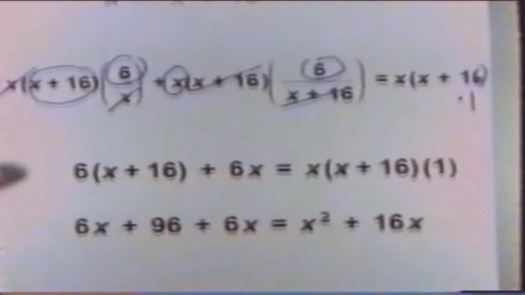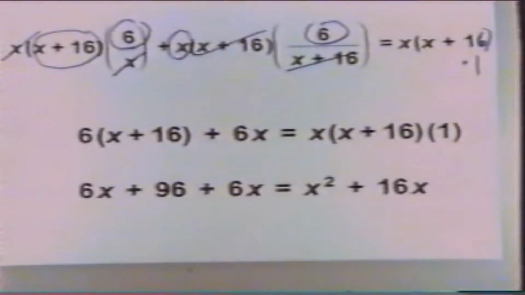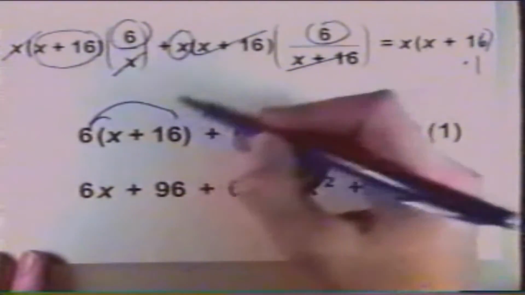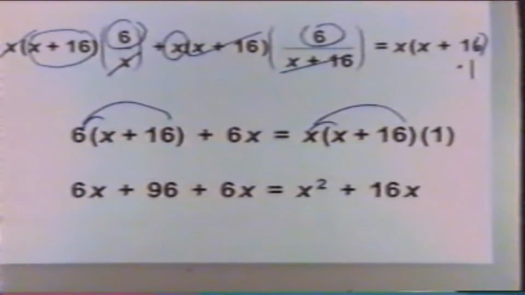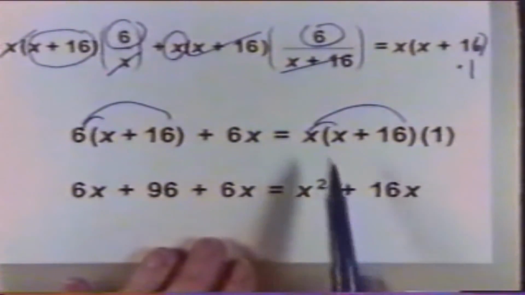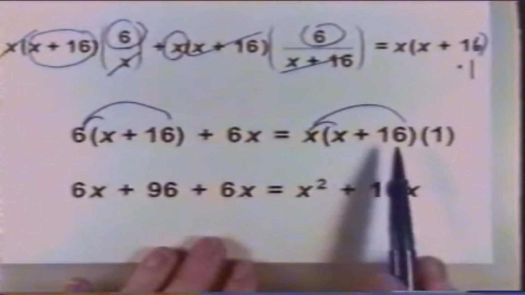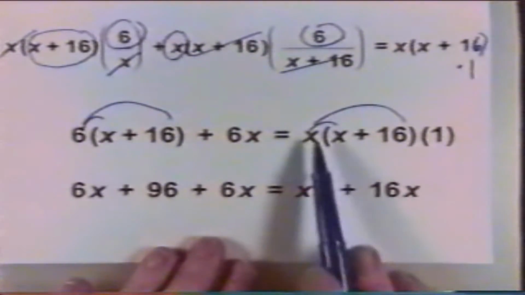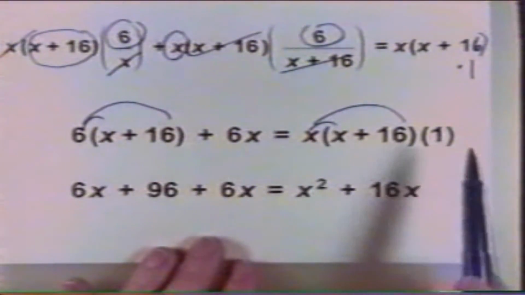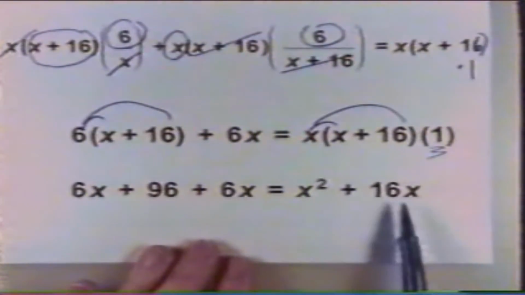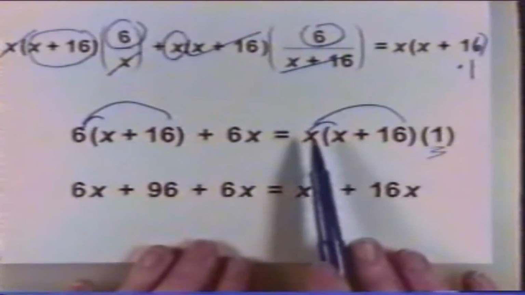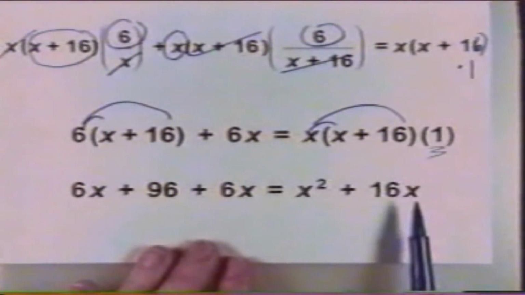Then we distribute. So distribute the 6 and distribute the x. Now what happens on the right hand side here is that once we distribute the x through here, x times x is x squared, x times 16 is 16x. When we come back and multiply by 1, nothing happens because when we multiply by 1 we get the same thing back again. So that's why you don't see an extra step over here. We just multiply those two together and then times 1, nothing changed.